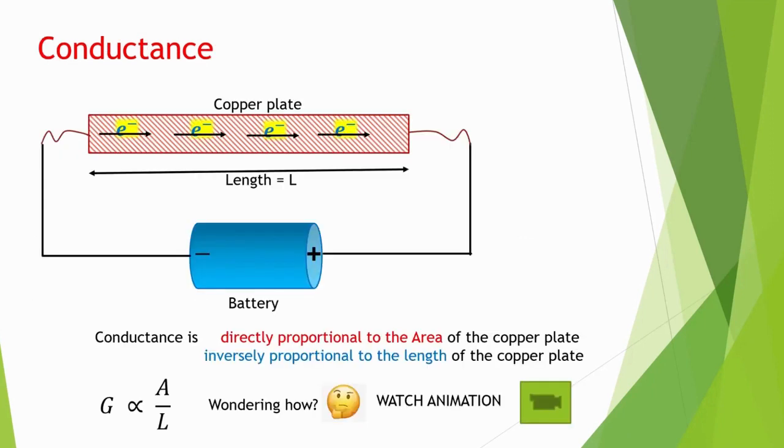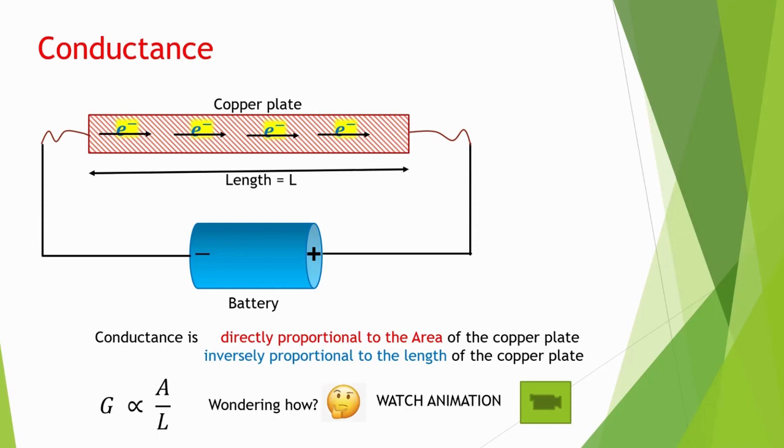First, let us look at the concept of conductance. Then we will go to the concept of resistance. Conductance is the ability of a material to allow electricity to pass through.